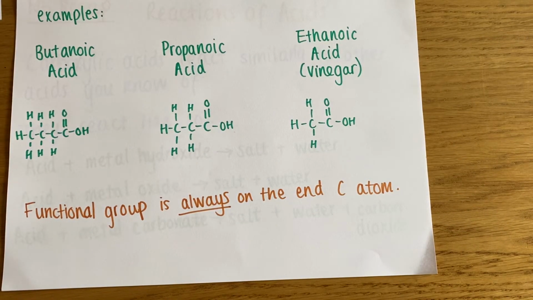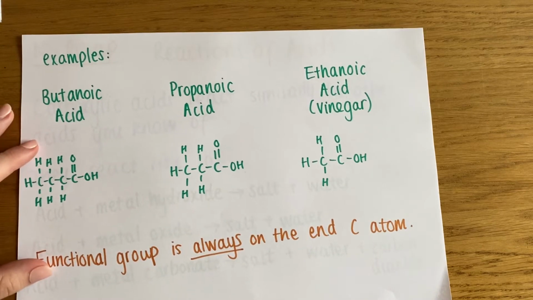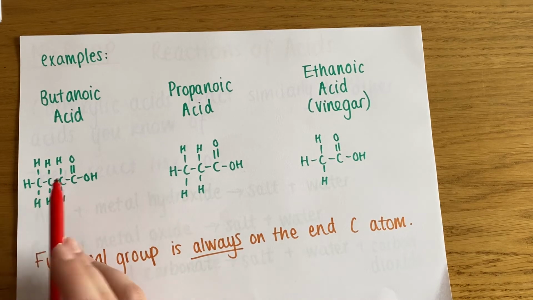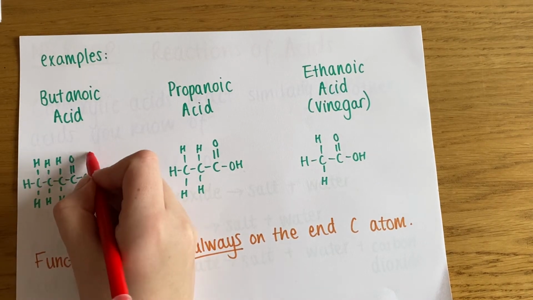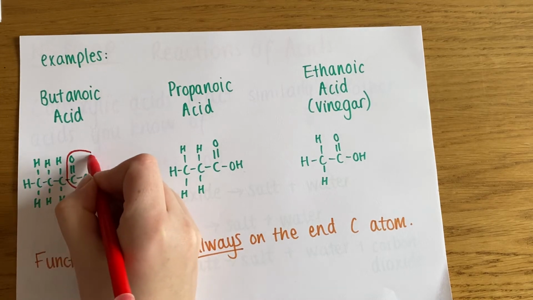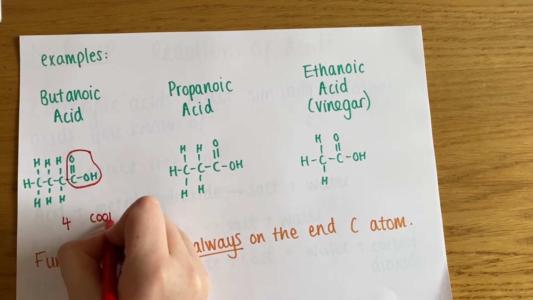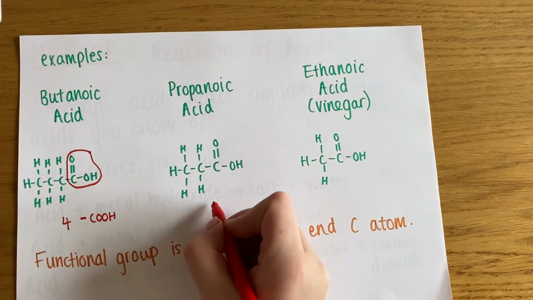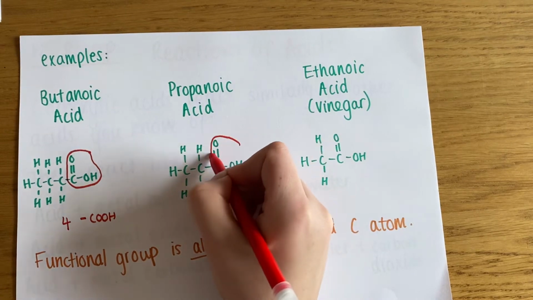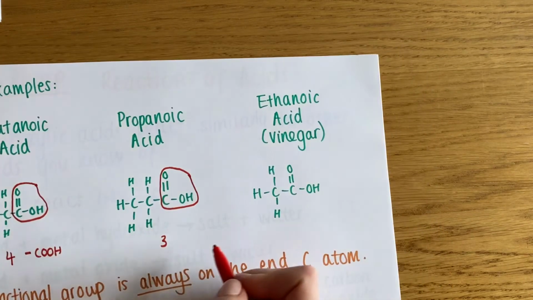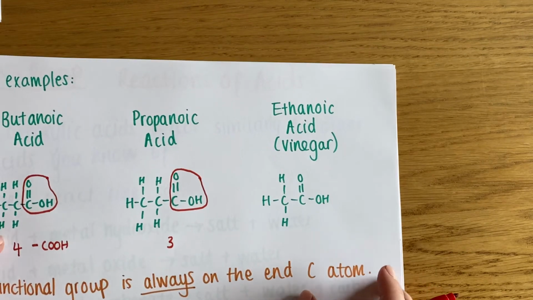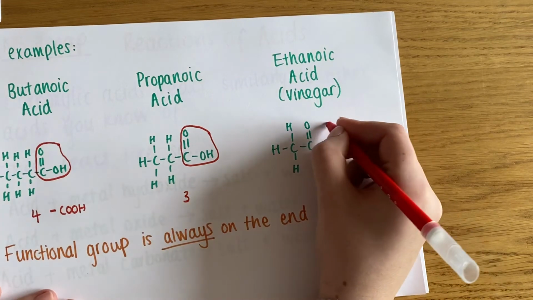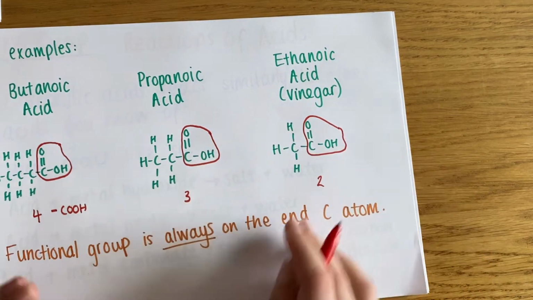Okay, so examples of your acids from National 5. Here we've got butanoic, propanoic and ethanoic acid. Butanoic obviously has 4 carbons and you can see this functional group here at the end. Okay, so the COOH group, and remember it's called the carboxyl group. Propanoic acid has 3 carbons and again you've got this functional group at the end. And ethanoic acid, which you need to know is vinegar, yes, the one you put on your chips, has 2 carbons and it's got this functional group on the end carbon.